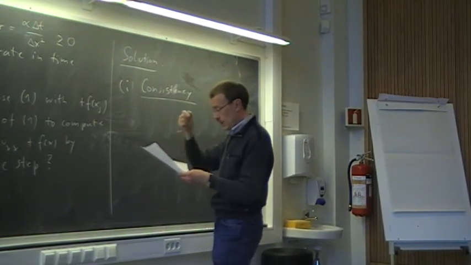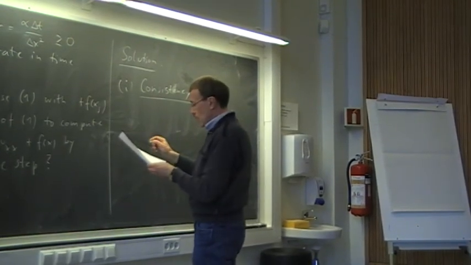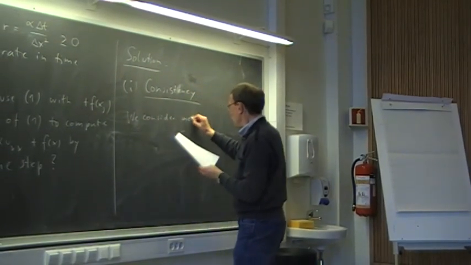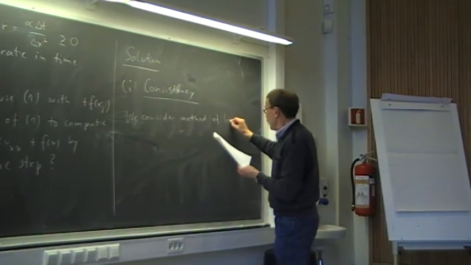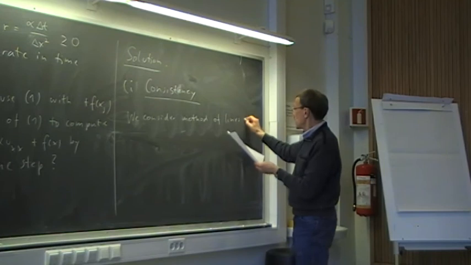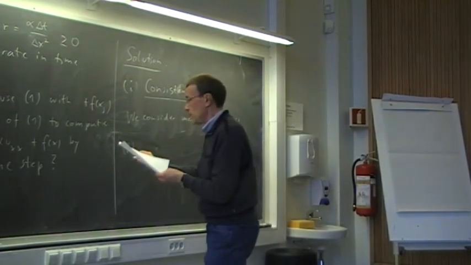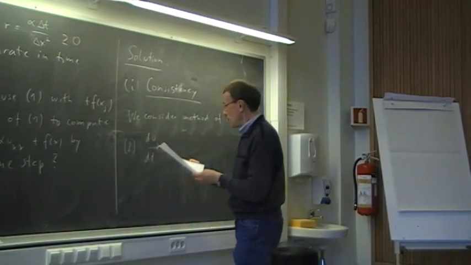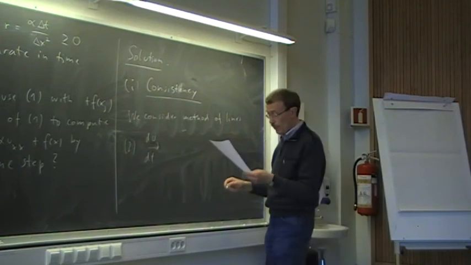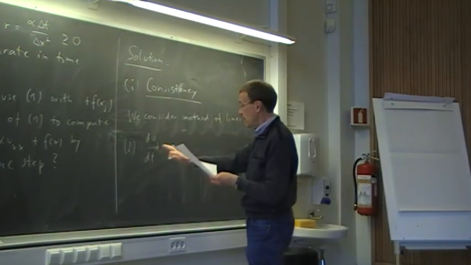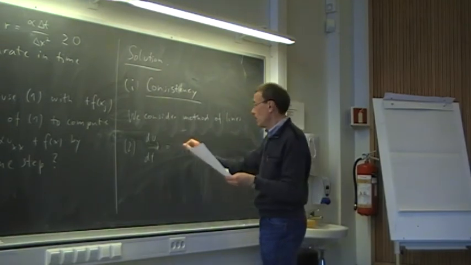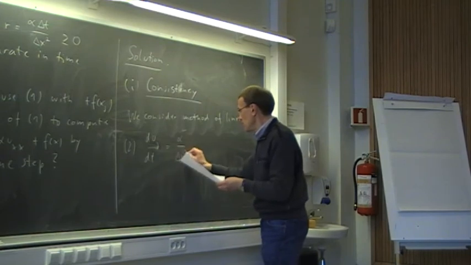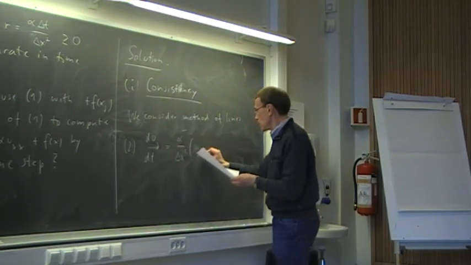Well, I would have written a hint, I just said it orally. So we consider the method of lines. That is, we do a discretization first only in space. Then we get also what we had already in the previous example for the linear advection equation. The time derivative is still continuous, but the space derivative is discrete. So then we get this discretization here in the usual way.